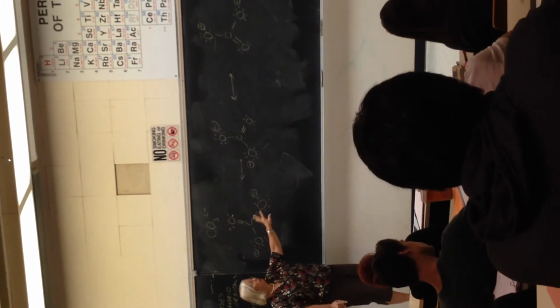If there was one that had a double bond, it would be shorter, and it would have 2 different bonds, short, long. But all the bond lengths would be the same.